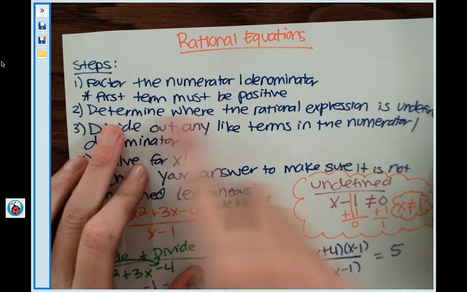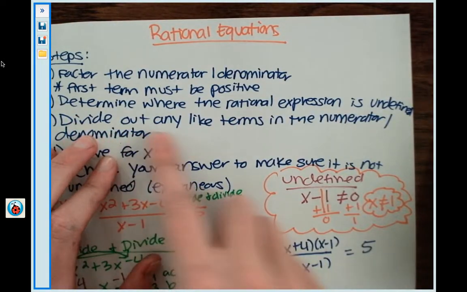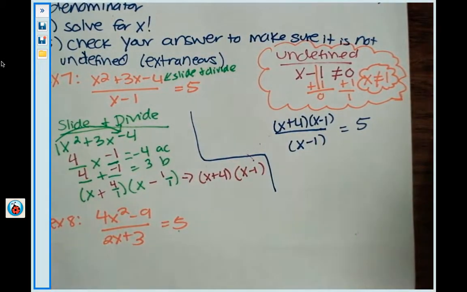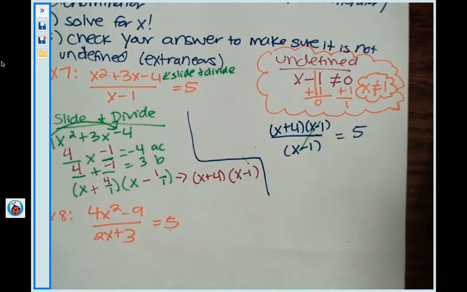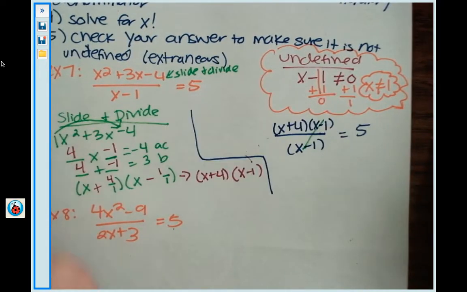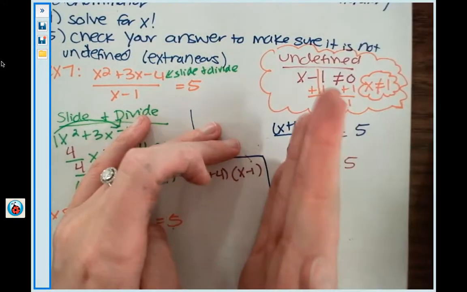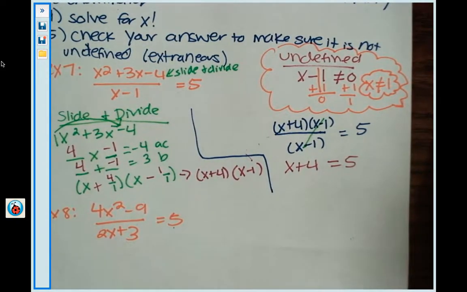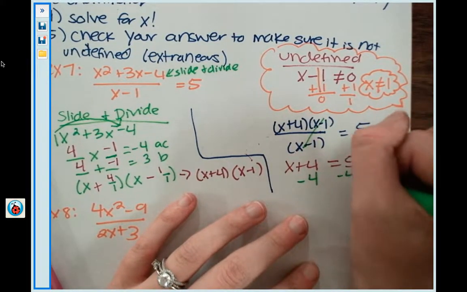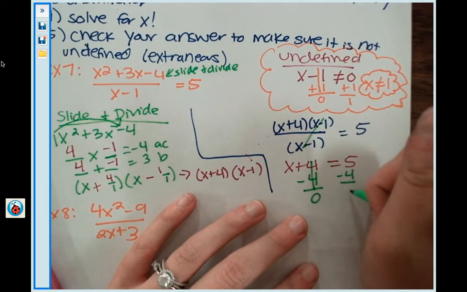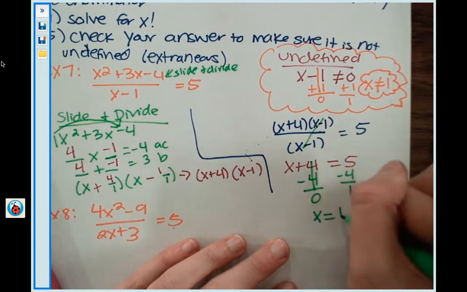After we determine where the rational expression is undefined, now we're going to divide out any like terms in the numerator and the denominator. We're going to see if anything cancels out. I don't have any x plus 4s, but there is an x minus 1 in the numerator and denominator. Cool, right? What's left over is x plus 4 equal to 5. Everything else crossed out. Now I just have to solve for x. The way we move this 4 to the other side is by subtracting 4 on both sides. 4 minus 4 cancels out and turns to 0, and 5 minus 4 is 1. So our final answer, we get x equal to 1.